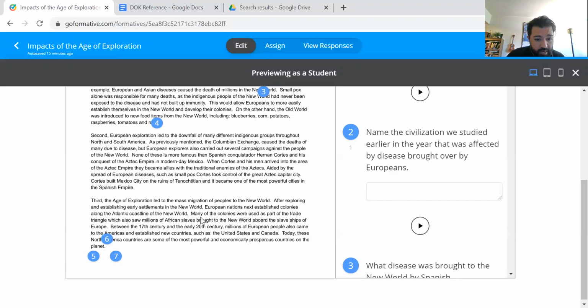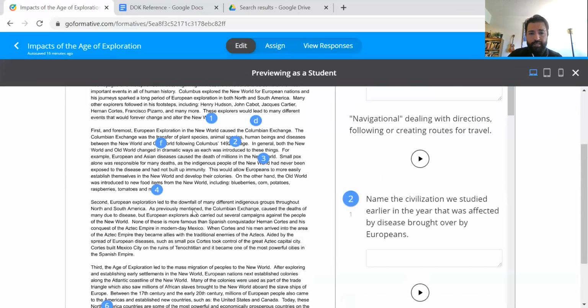All right. Many of the colonies were used as part of the trade triangle, which also saw millions of African slaves brought to the New World aboard the slave ships of Europe. Between the 17th century and the early 20th century, millions of European people also came to the Americas and established new colonies, such as the United States and Canada. And obviously, when those started as colonies, they weren't called United States and they weren't called Canada, but there were colonies established that led to the formation of those countries. Today, these North American colonies are some of the most powerful and economically prosperous countries on the planet.